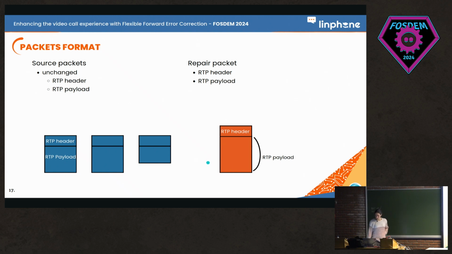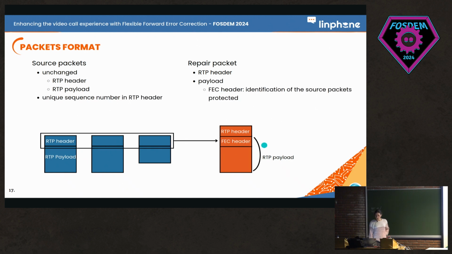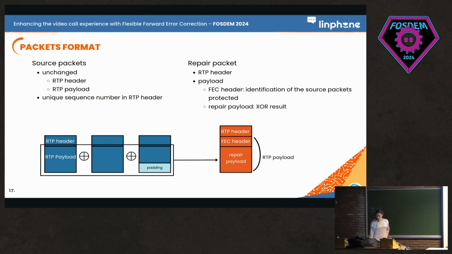But within this payload, you will carry two kinds of information. The first one is written in the FEC header. It's information about how to identify which source packets are protected. And in the repair payload, you will have the result of the XOR operation between the payloads of the source packets. When you apply the XOR between the payloads, you have to be sure that your source packets have the same length. So sometimes you will need to add zeros at the end of your payload in order to have the same length for all packets.